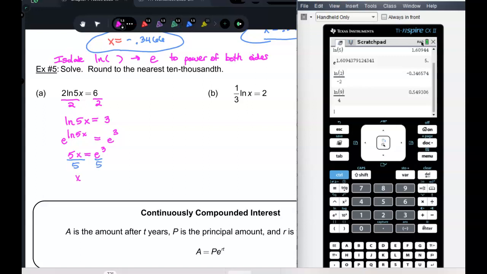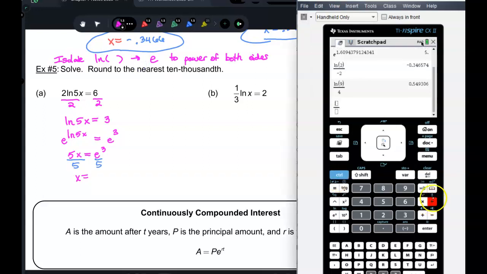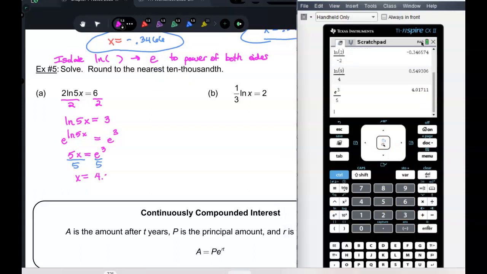And again, where's the e? e is bottom left next to the 10 to the x power. So e to the third divided by 5, we get 4.0171.